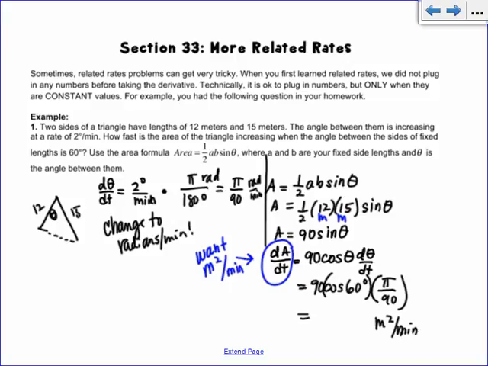Do you guys understand that? Is it better seeing it the second time? I know the first time you guys saw it, you were like, what? All right, so we're going to reduce out. So 90 and 90 reduce out. Cosine of 60 is 1/2. So our answer becomes pi over 2 meters squared per minute.